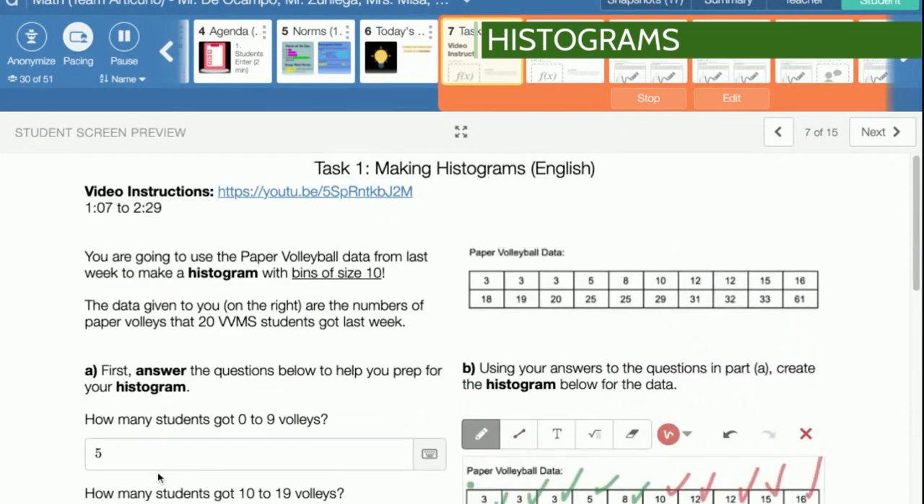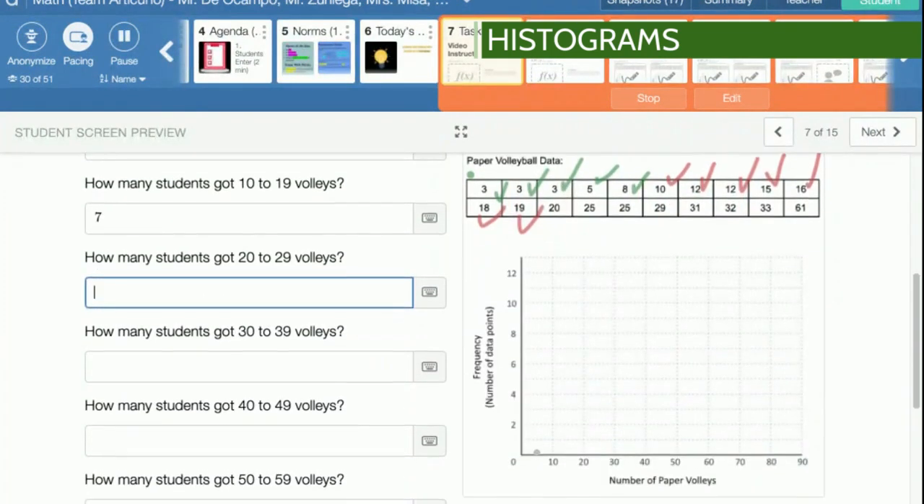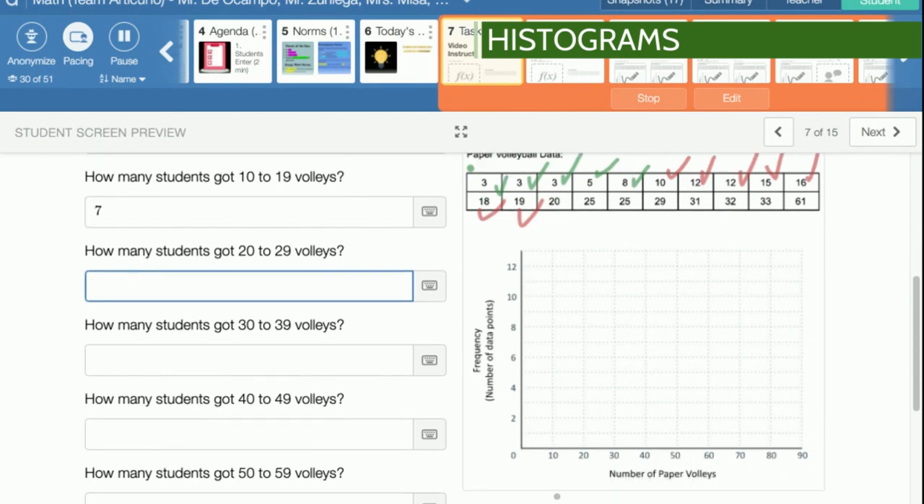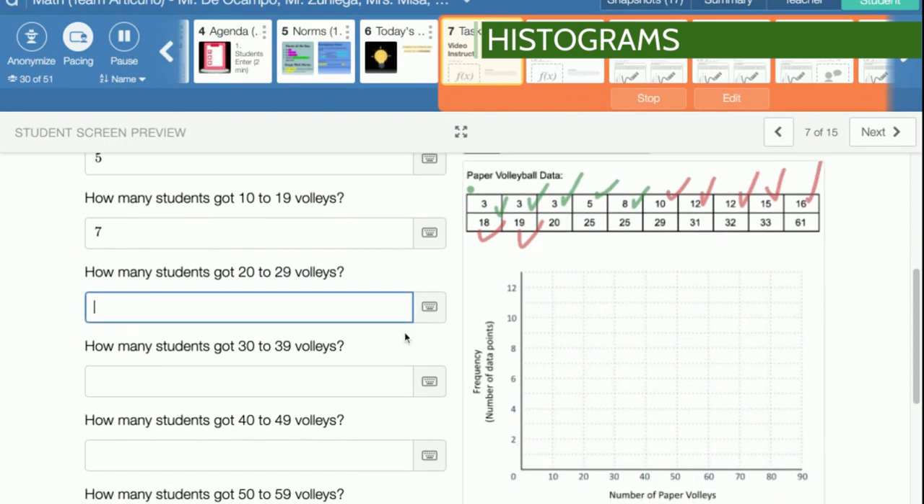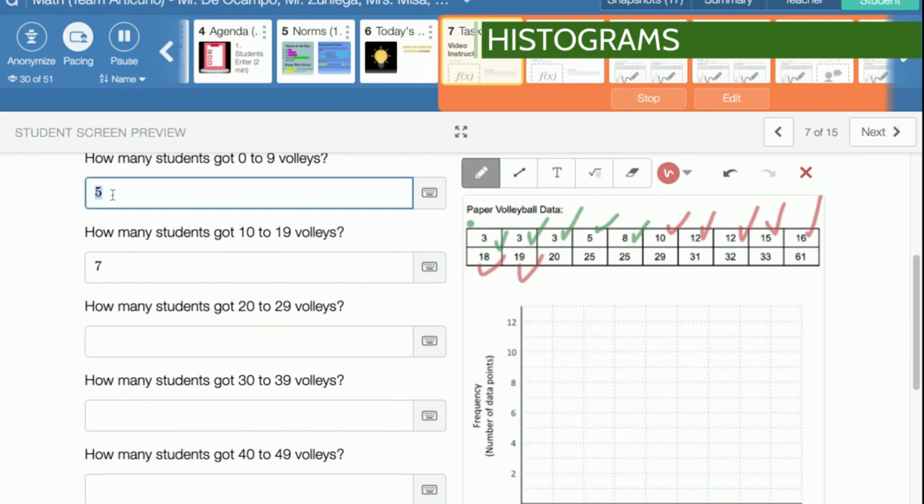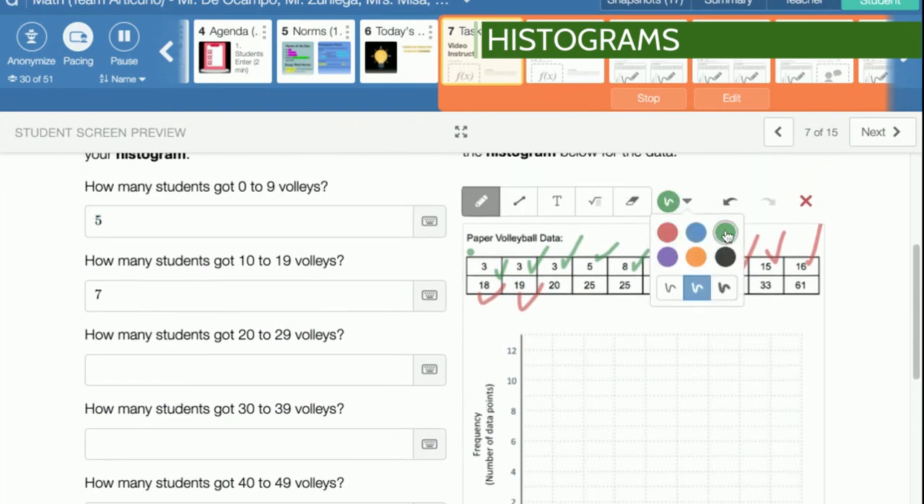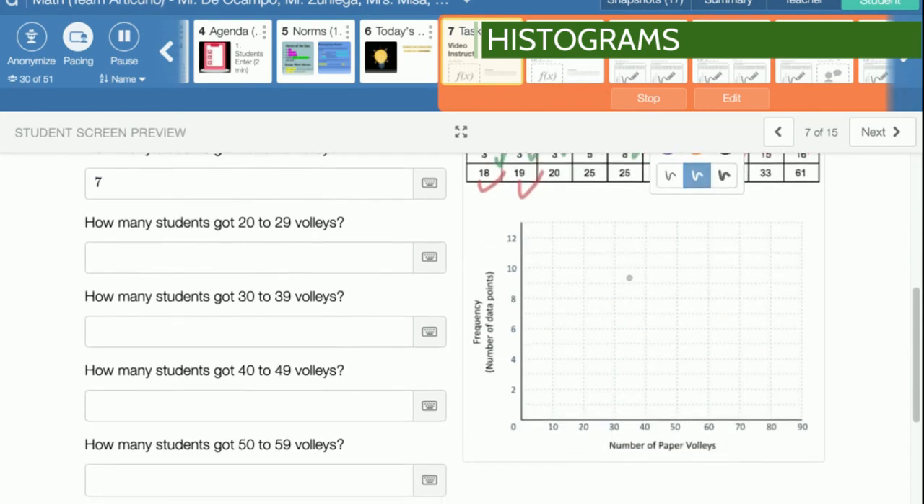And I'm not going to do the rest, but I will start on the histogram for you here, okay? So remember, this is the 0 to under 10. So how many people got 0 to under 10? Well, you can just look at your numbers that you have in each of these, okay? The people who got 0 to under 10 were 5 people. So using my green color again, 1, 2, 3, 4, 5, and then I can just go up to 5.